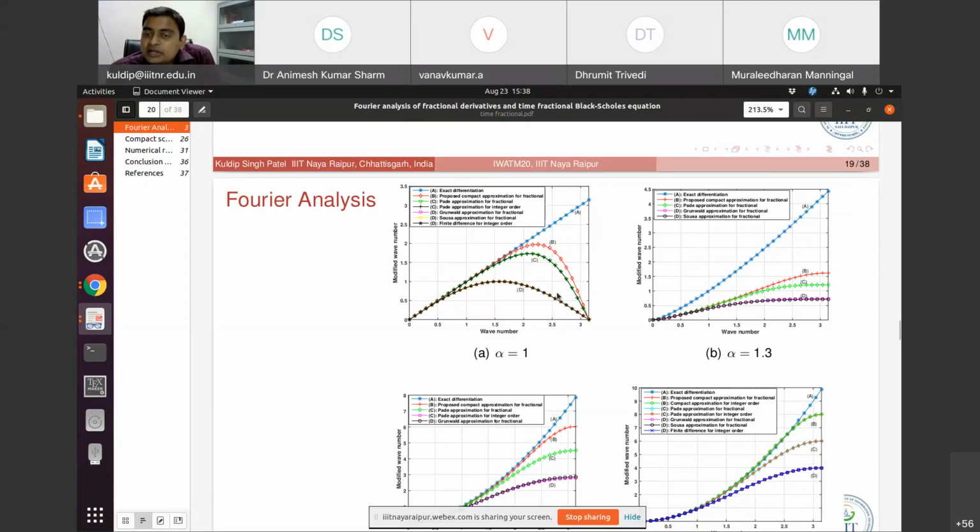One more thing I would like to mention is why these approximations are correct. For alpha equals to 1, Riemann-Liouville is nothing but the first order derivative, and we have also plotted for integer order directly, for the first order derivative. So for alpha equals to 1, our expressions match the integer order.